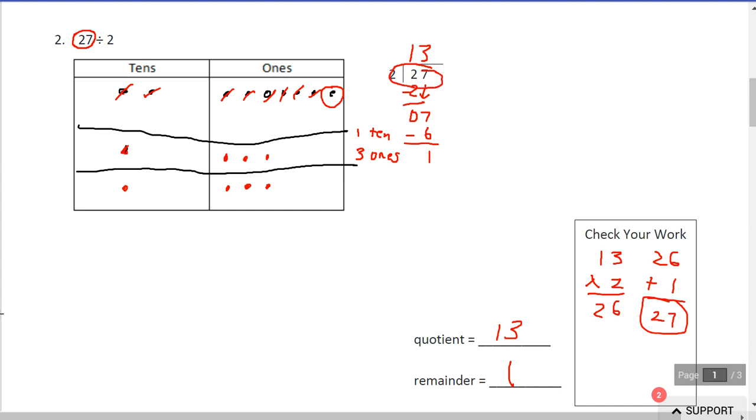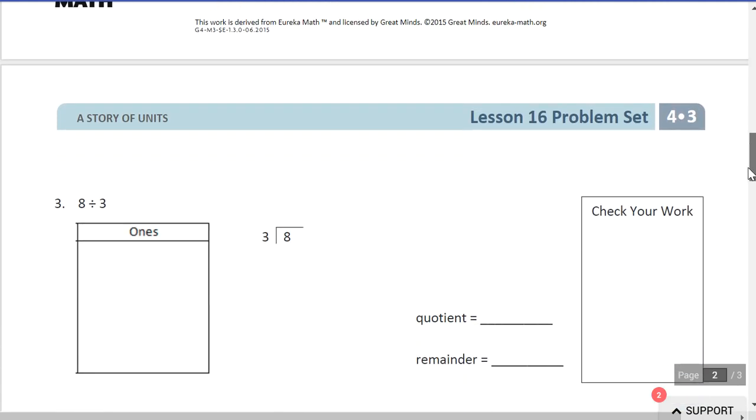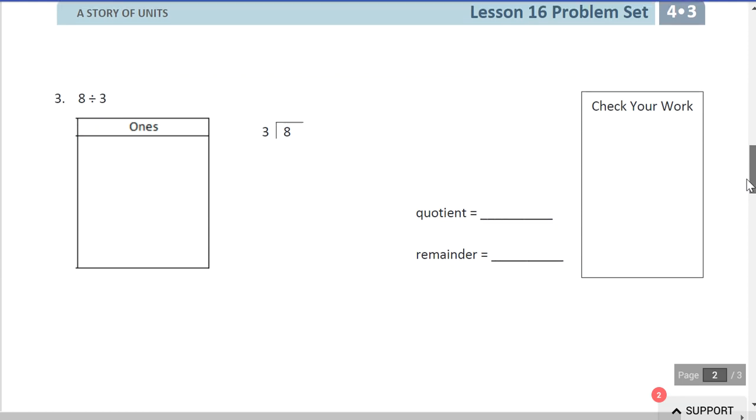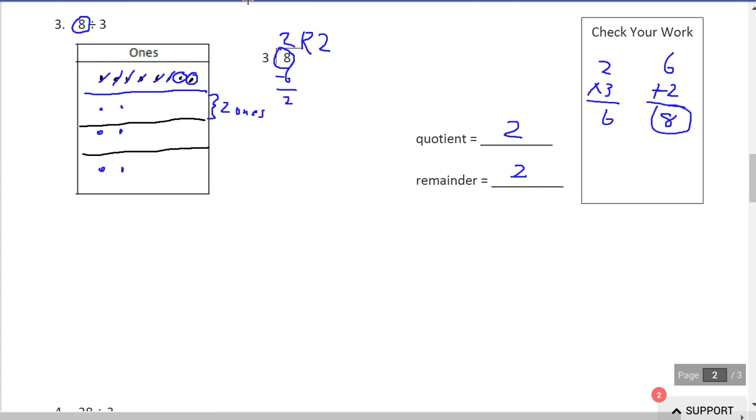All right, let's move along to the next one. And it looks like we're on the flip side. Welcome to the flip side. I'm going to go ahead and hit the pause button and do that one on your own and hit play when you're ready. Alrighty, how'd you do? Well, if you got the answer of a quotient of 2 and a remainder of 2, you did just fine. And then you checked your work.